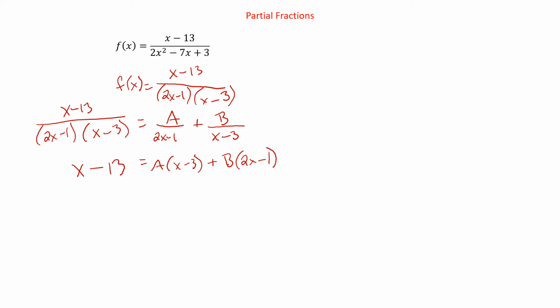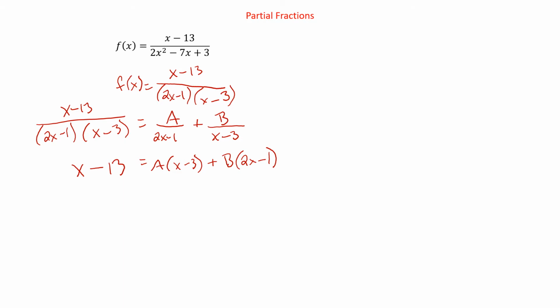Now, when I've always done this, I have always made a system of equations. I'd multiply it out. So like we have ax minus 3a plus 2bx minus b. Well, the x's have to add together to give x. The constants have to add together to give negative 13. It gives us a system of equations. What our text does is really quite slick.